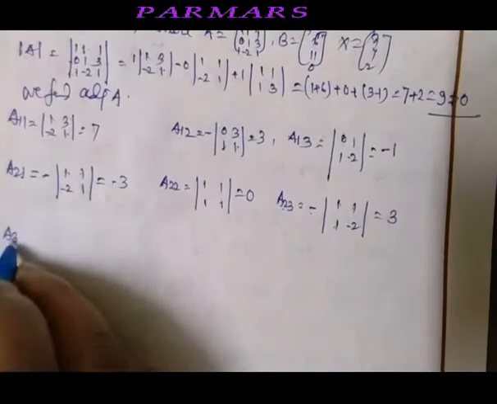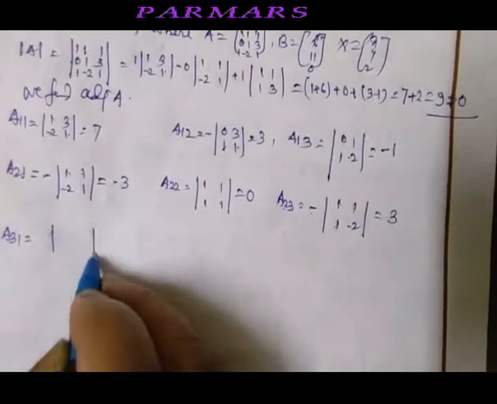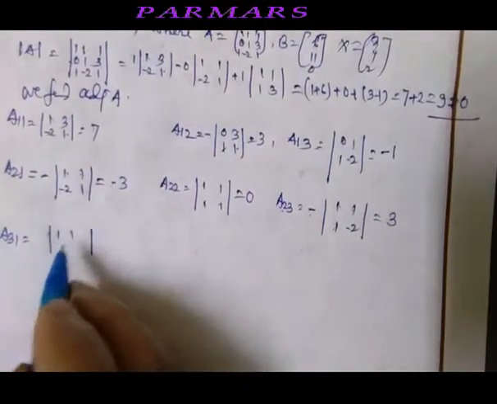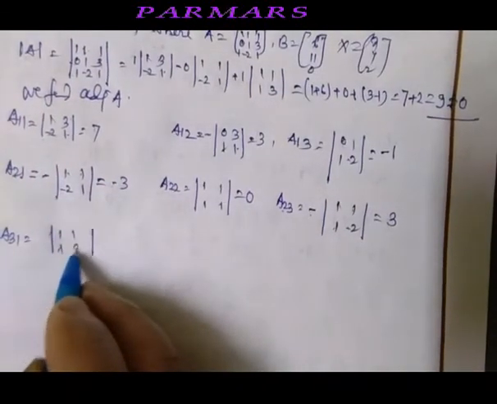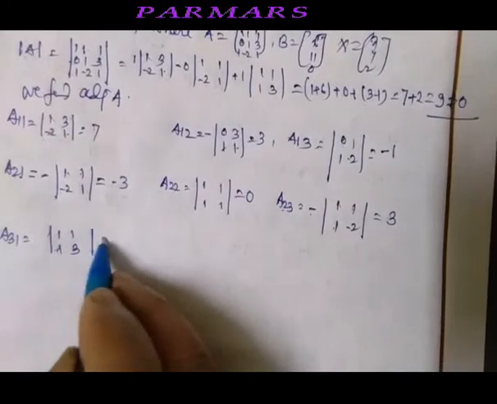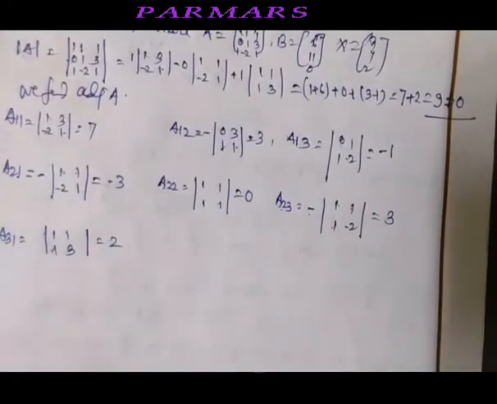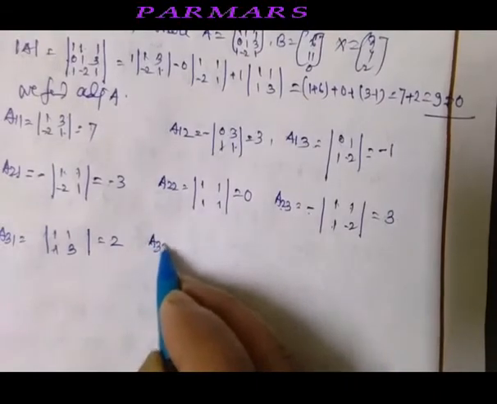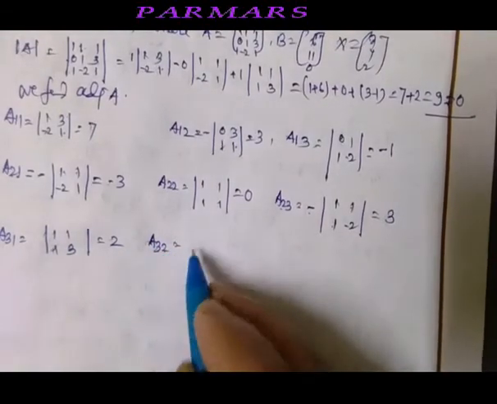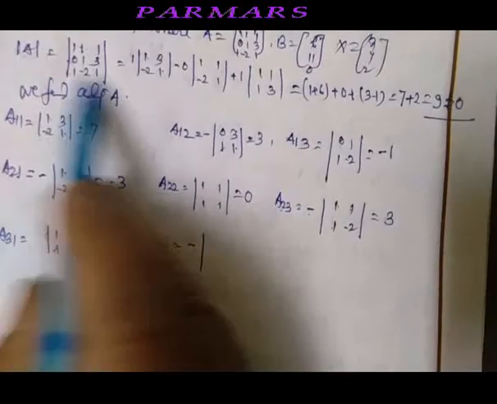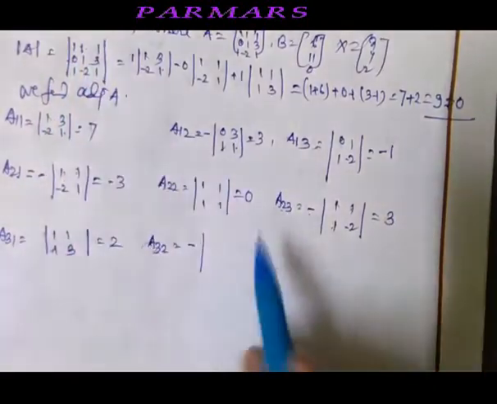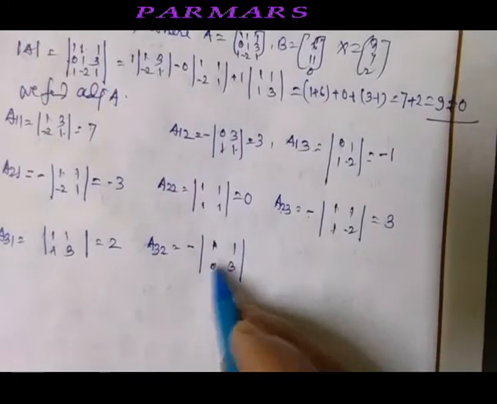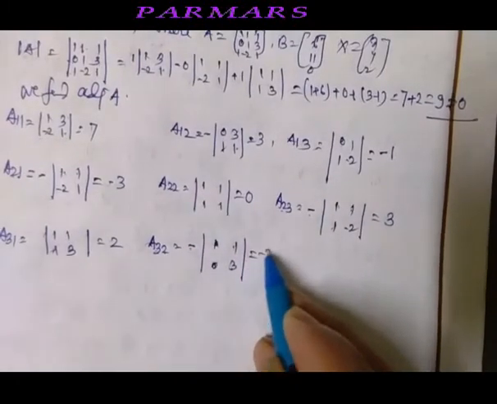Now a31, positive. Third row, first column: 1 1, 1 3, 3 - 1, that is 2. If your calculation is good, you can do it directly. a32, the sum is odd, so put a minus. Third row, second column: 1 1, 0 3, so 1 into 3 is 3, minus 0 is 3, and then minus, so it is -3.